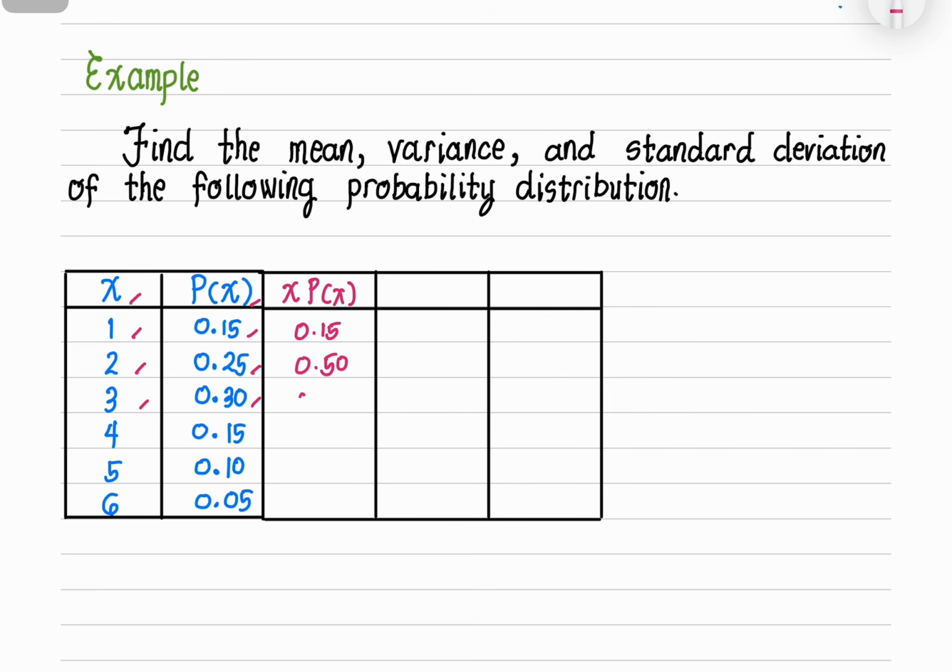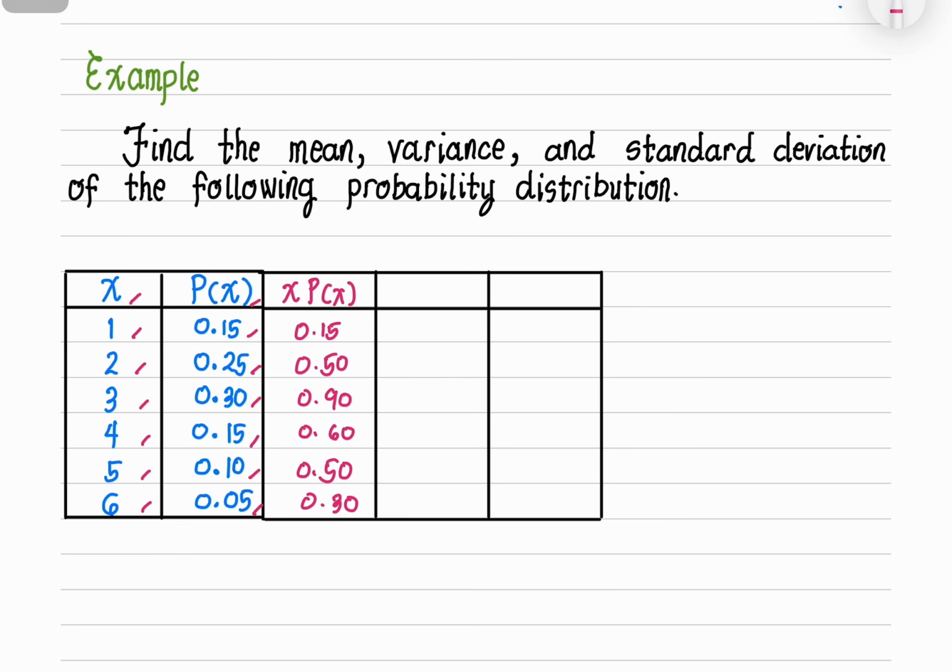So 3 times 0.30, it will give us 0.90. And then 4 times 0.15, that is 0.60, right? And then 5 times 0.10, 0.5 or 0.50. And last, 6 times 0.05, that is equal to 0.30.